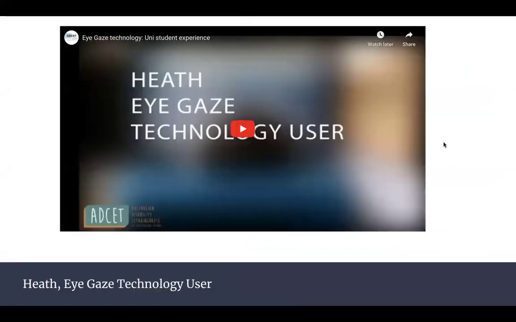We're going to watch a short excerpt of Heath, who is an eye gaze technology user. We'll see how he interfaces with the device.